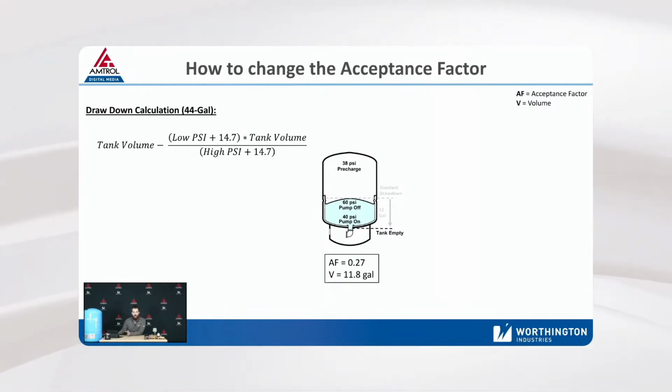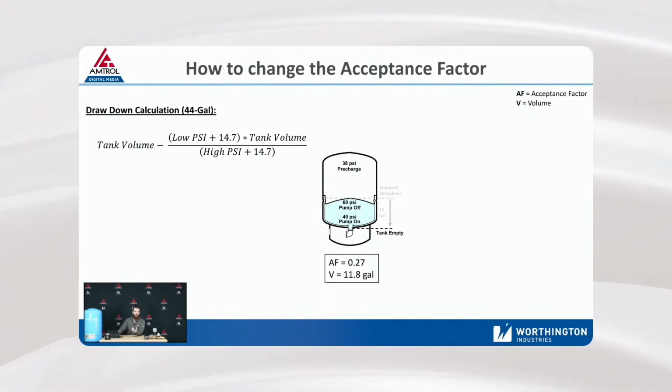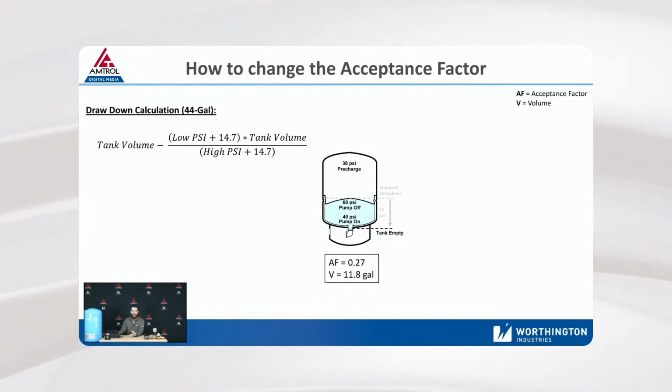So we have that tank as a setup right now. You can see the acceptance factor is 0.27 between 40 and 60, and it gives a 44-gallon tank, so it'd be like a WX250, for example. It would give that tank 11.8 gallons of drawdown. On the left-hand side here, we're going to manipulate that a little bit.